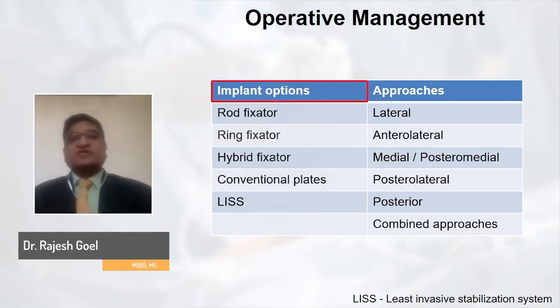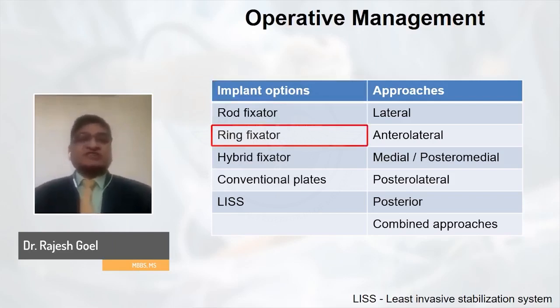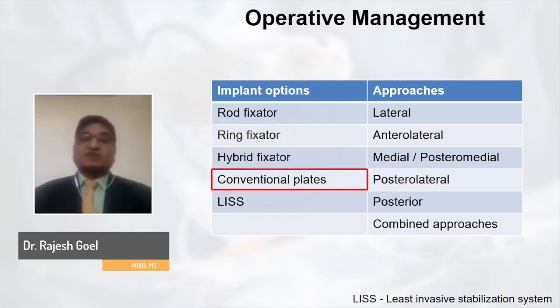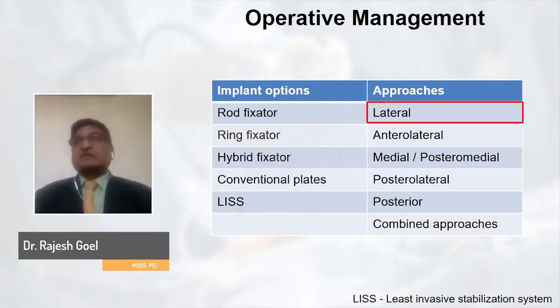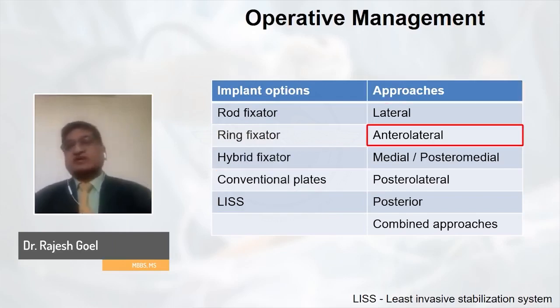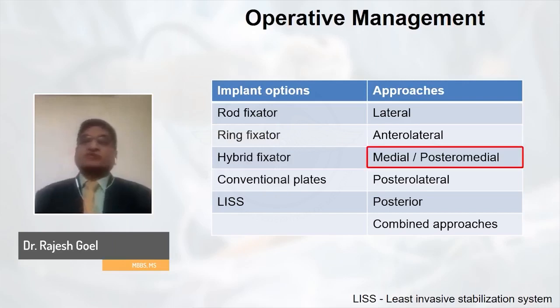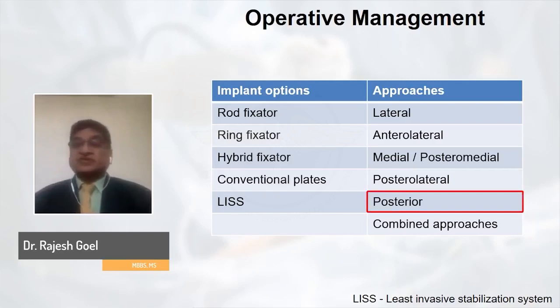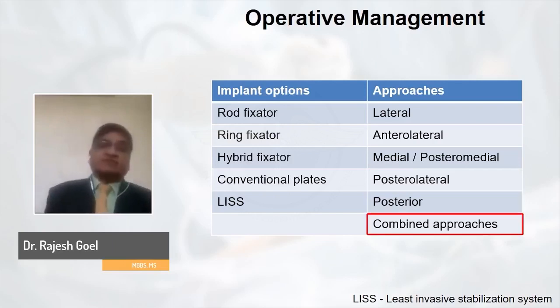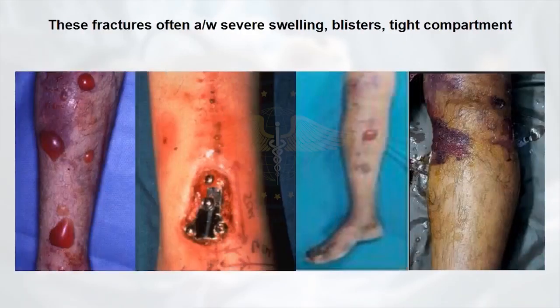So the implant options can be rod fixator, ring fixator, hybrid fixator, conventional plates, and the least invasive stabilization system. The approaches can be lateral approach, anterolateral approach, medial or posteromedial approach, posterolateral approach, direct posterior approach, or it can be a combined approach as well. So these are the pictures we should look for always.